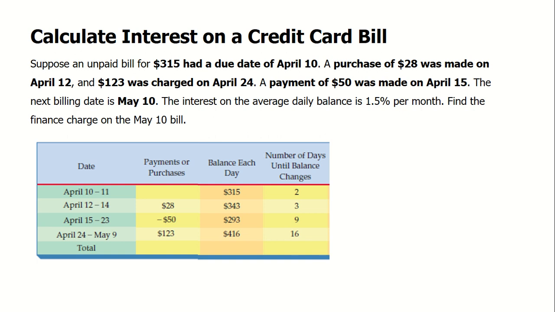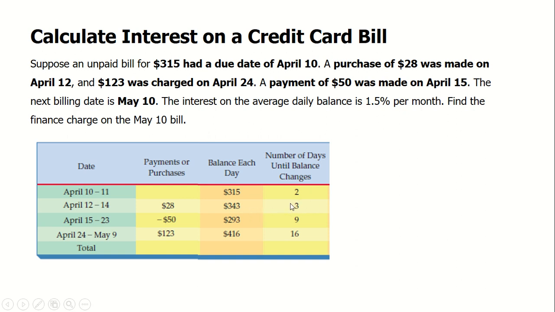The next column that you will have is the number of days until the balance changes. So you can see here your balance was 315 and then it changed to 343 since you had the purchase on April 12. So there were 2 days before 315 became 343. 2 days before the balance changes.